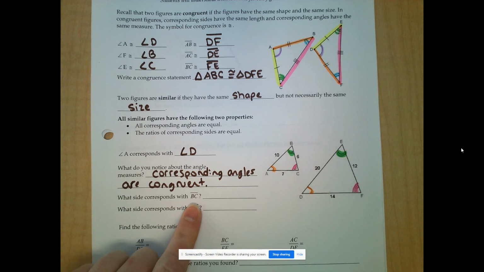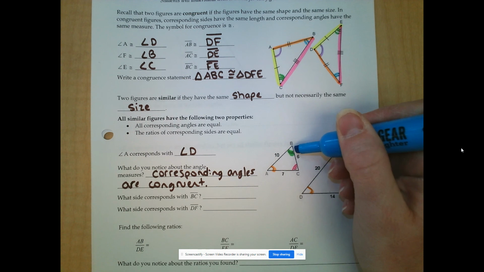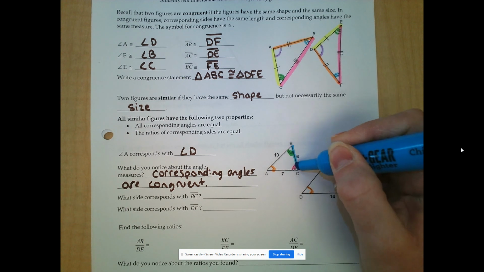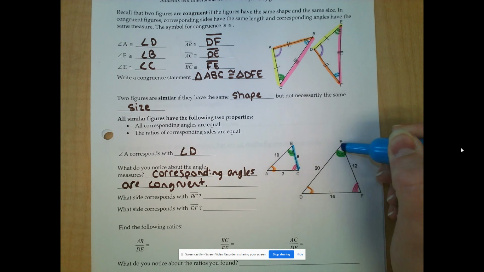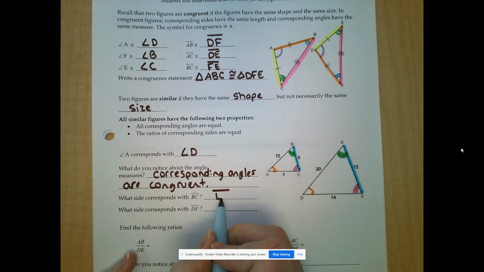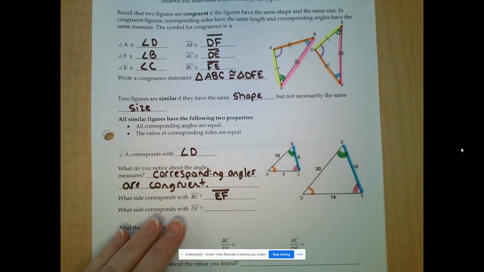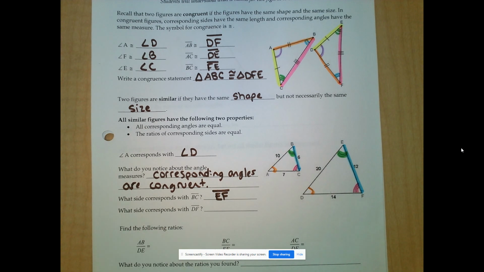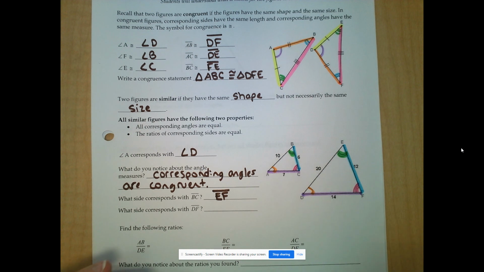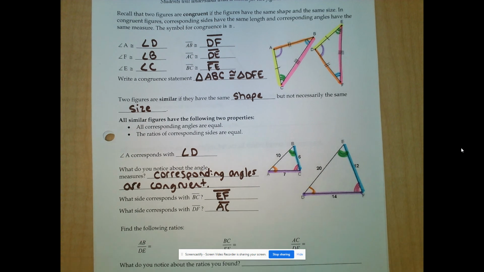What side corresponds with BC? All right, so if we look at BC, it is the side with a 6, but that's not going to help me because I don't have any sides over here with a 6. BC goes from the double arc to the triple arc. So over here, EF goes from the double arc to the triple arc. So the corresponding side would be side EF. What side corresponds with DF? So DF, which is on the larger triangle, goes from single arc to triple arc. And on this one, AC goes from single arc to triple arc.